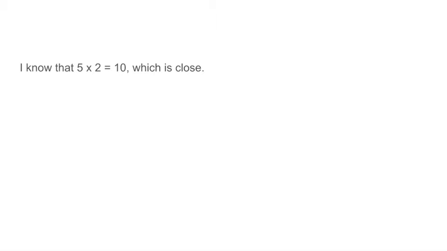So I know that 5 times 2 is 10, which is close. That's a little bit of a number fact that I might know up my sleeve. So 5 times 2 is 10. It's not quite 11. So what's that 1 that's left over? What are we going to do with that?